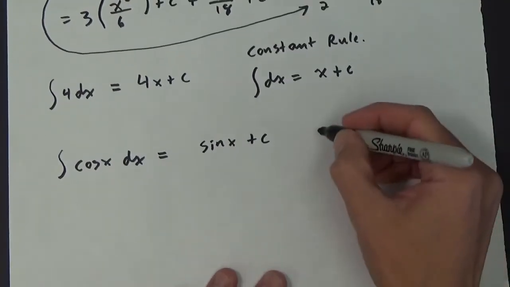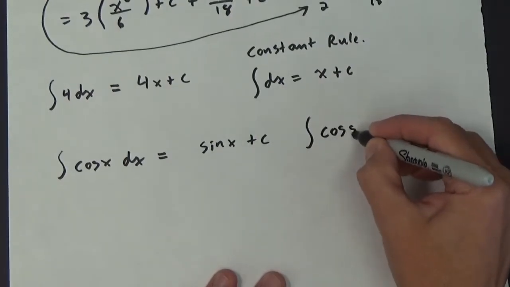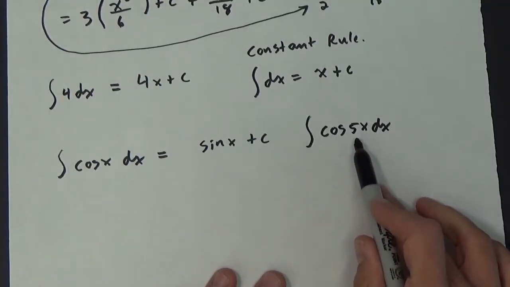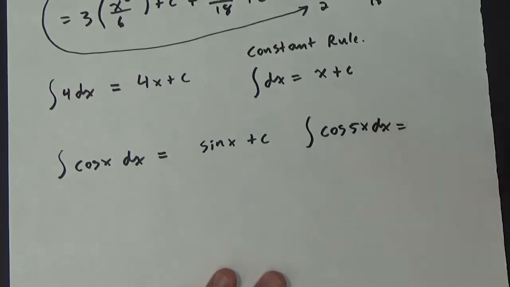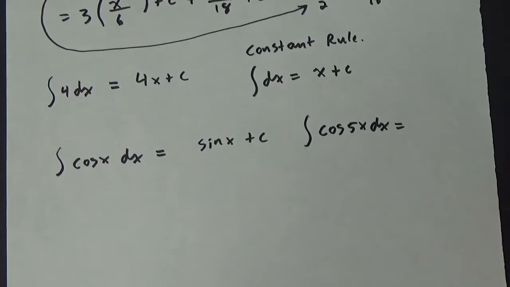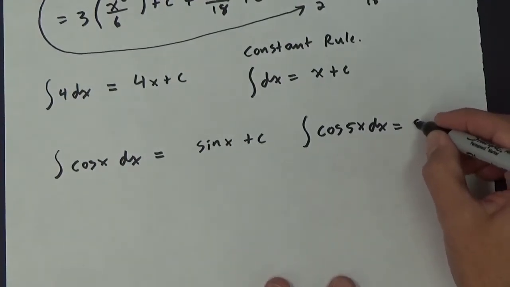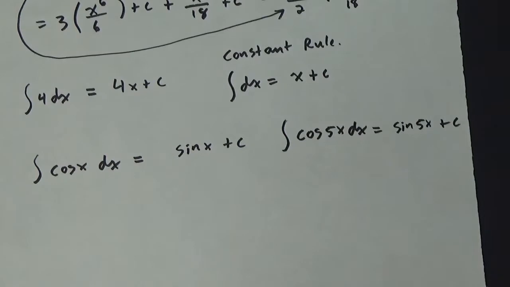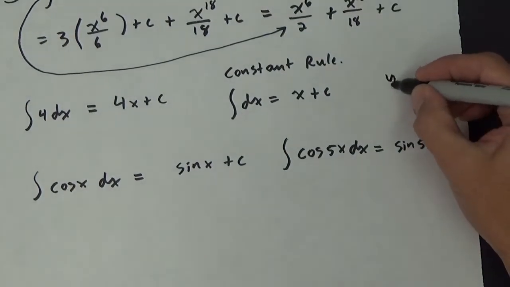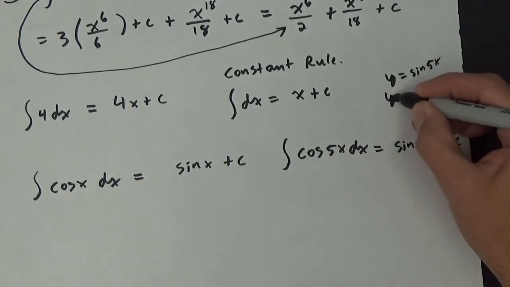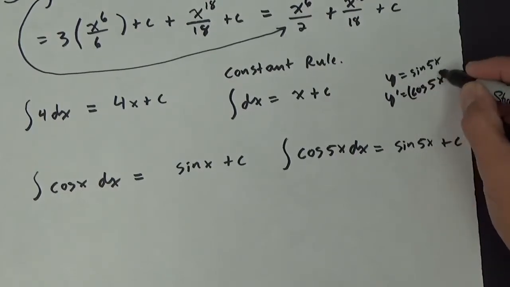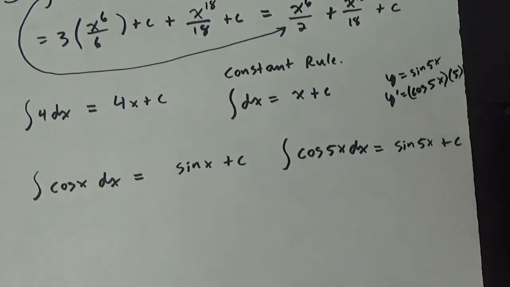However, what if we were to say, what is the integral of the cosine of 5x dx? Okay, so now we have that 5 in there. So I've got to think, what do I take the derivative of to get cosine of 5x? And so we have the sine of 5x plus c. But wait a second, that doesn't quite make sense, because if y equals the sine of 5x, y prime is, well, the derivative of sine is the cosine of 5x times the derivative of the thing inside, which is 5. So we have this extra 5 over here. So in order to compensate for that, we're going to divide by 5.